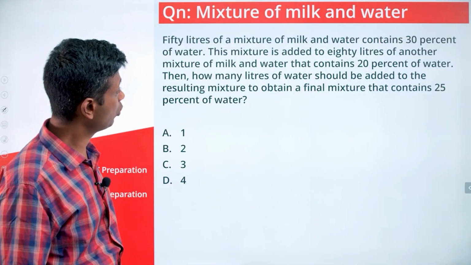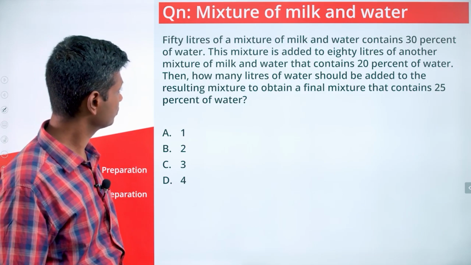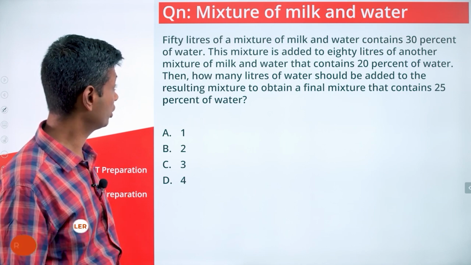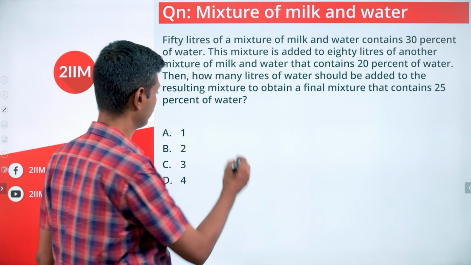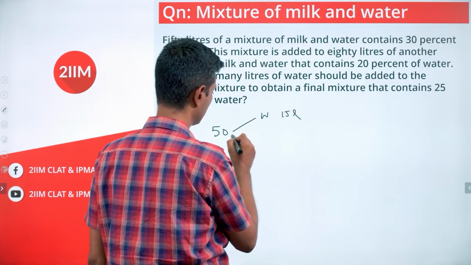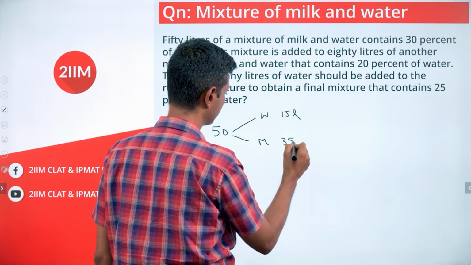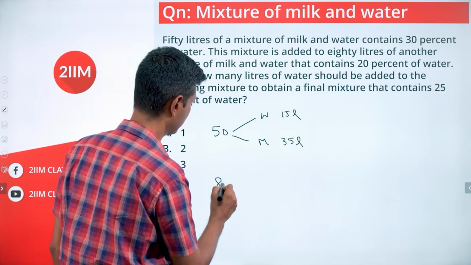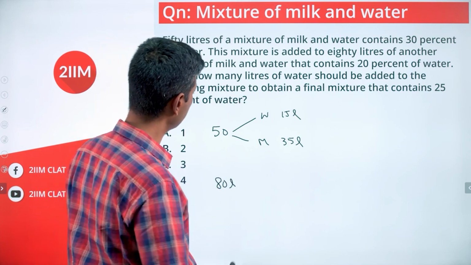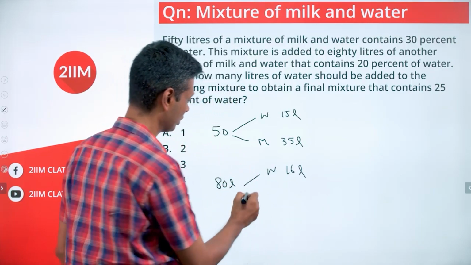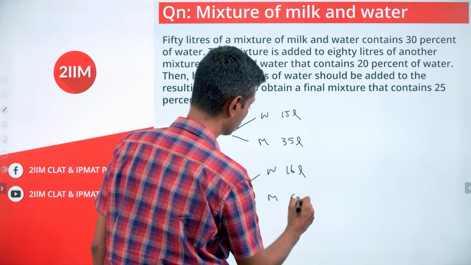This one, that works. 50 liters of a mixture of milk and water contains 30% of water. This mixture is added to 80 liters of another mixture of milk and water that contains 20% of water. 50 liters, that is 30% water. So 50 liters, water of 15 liters, milk of 35 liters. It is mixed with 80 liters of another mixture, that contains 20% water. That is, water would be 16 liters. 20% of this, 1/5 of this. Milk would be the remaining 64 liters.